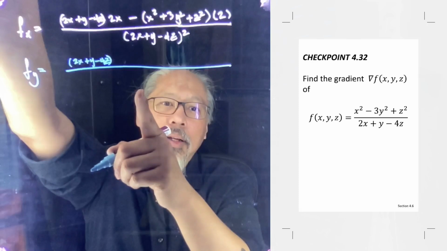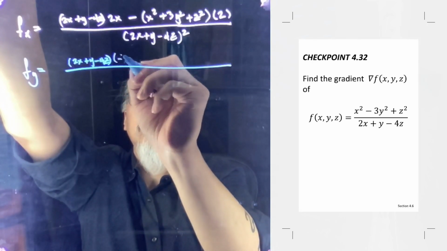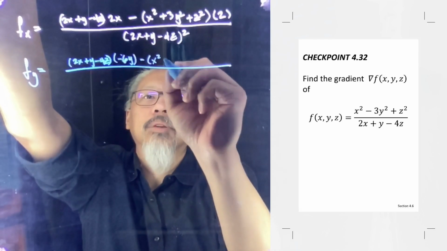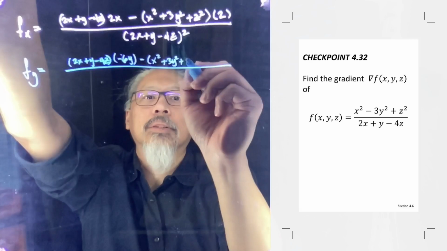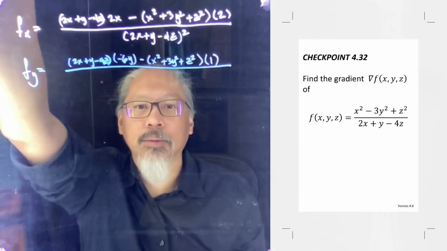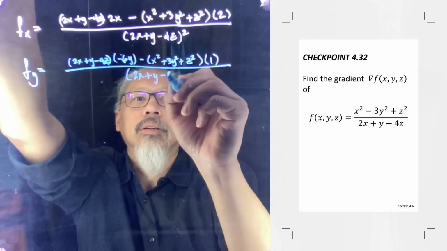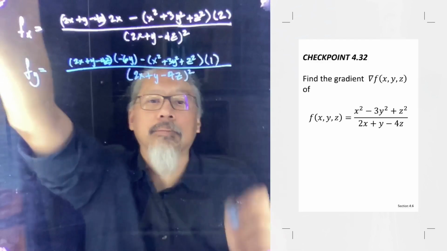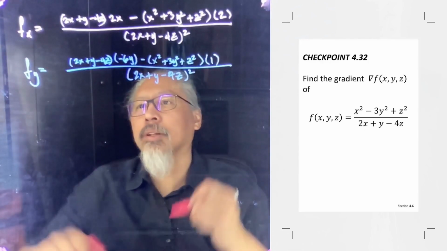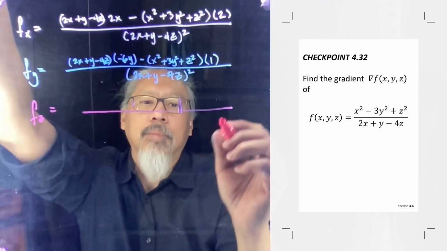So with respect to y, the numerator is going to be negative 6y, minus the numerator, x squared plus 3y squared plus z squared, times the derivative of the denominator with respect to y, all over the denominator squared. Okay, that is our second component, and our third component, f sub z, again, a quotient.